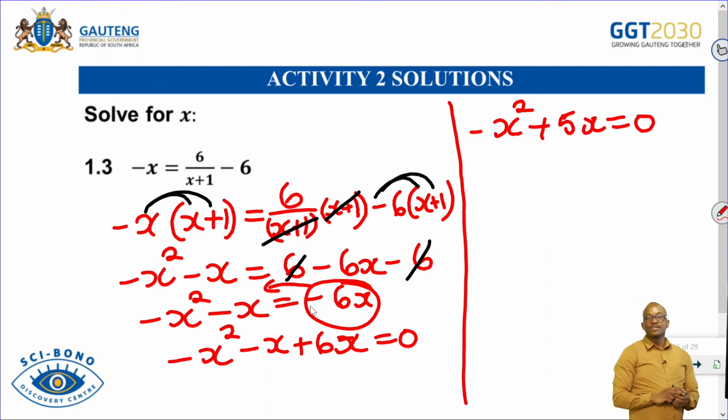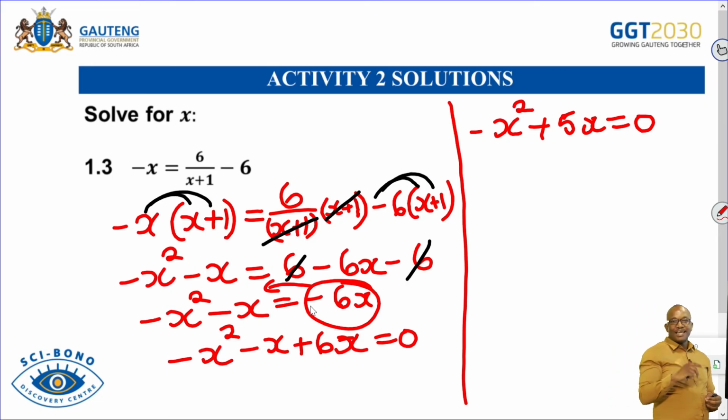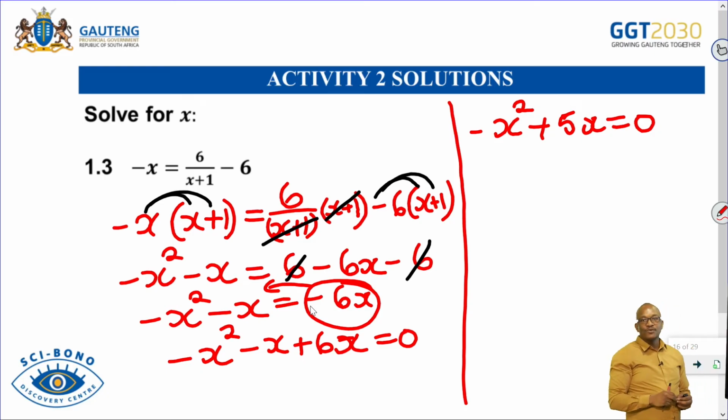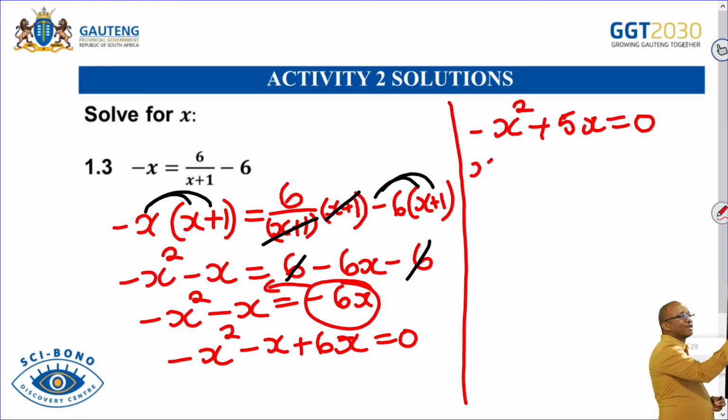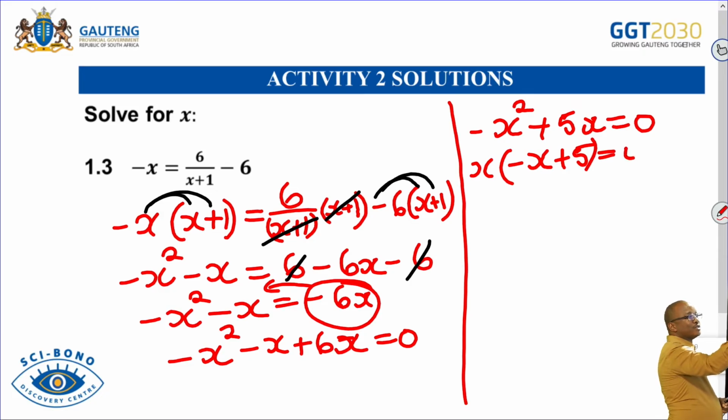You can see that there we have only 2 terms. And as we have 2 terms, the only thing that we can do there is to take out the common factor of x, like our first examples that we have done in activity number 1. Then we're going to have x into negative x plus 5 is equal to 0. Then by the zero factor rule, x is equal to 0, or negative x plus 5 is equal to 0.